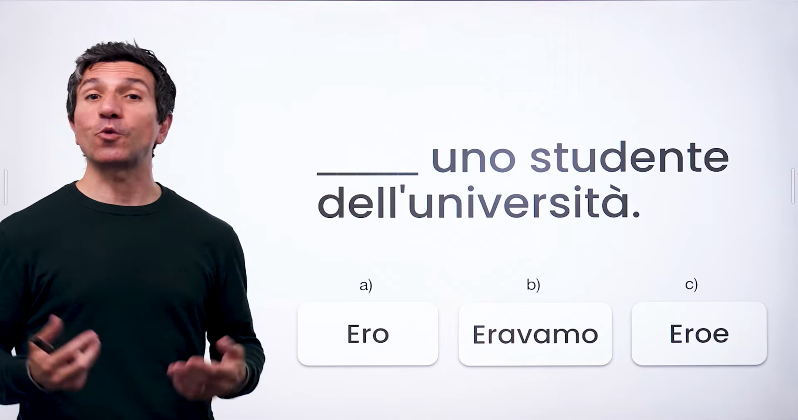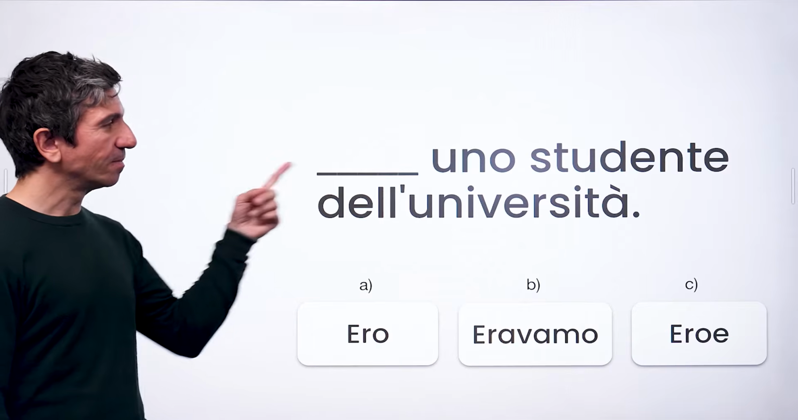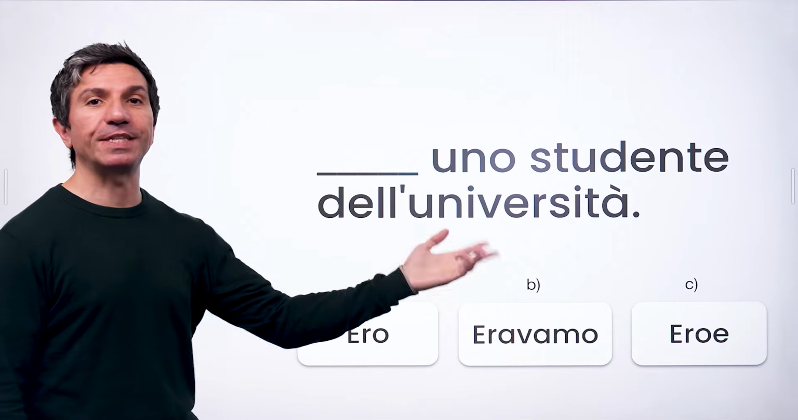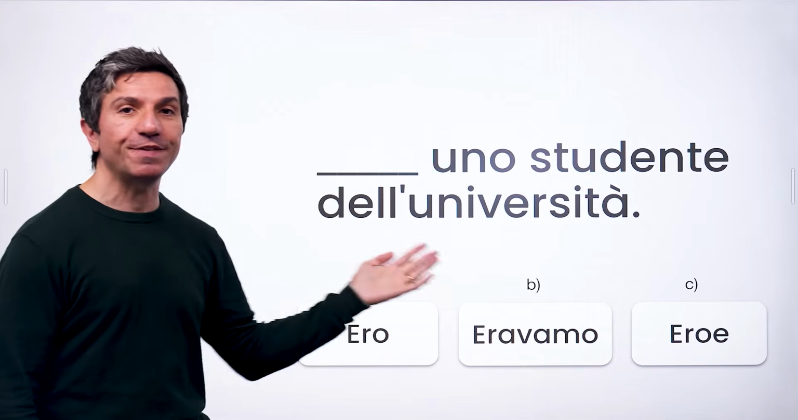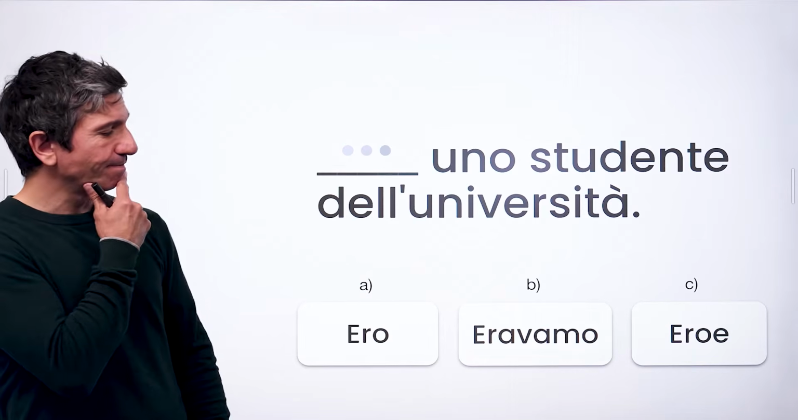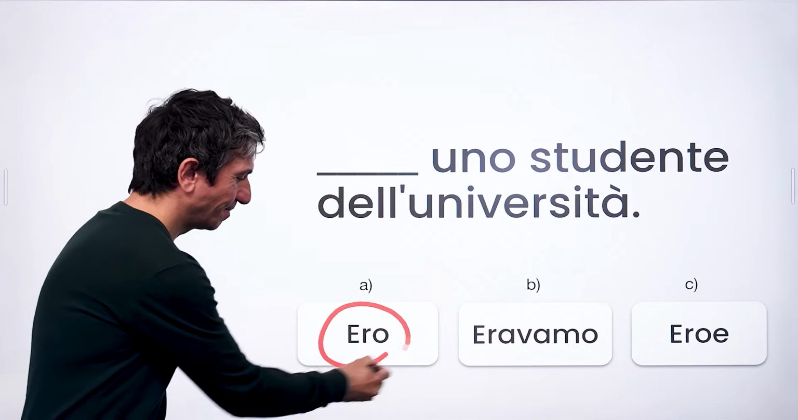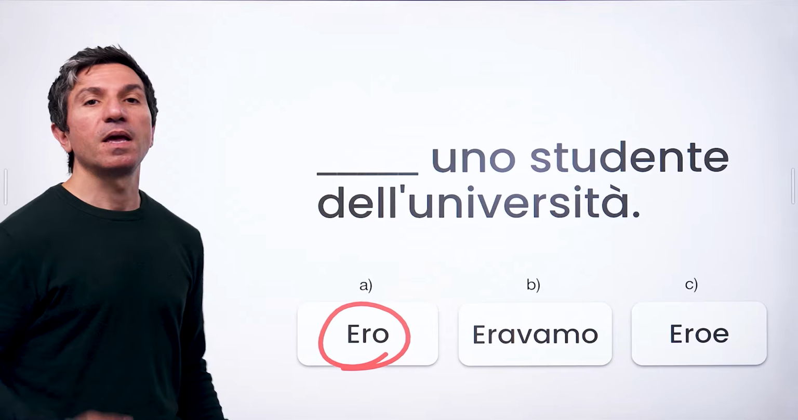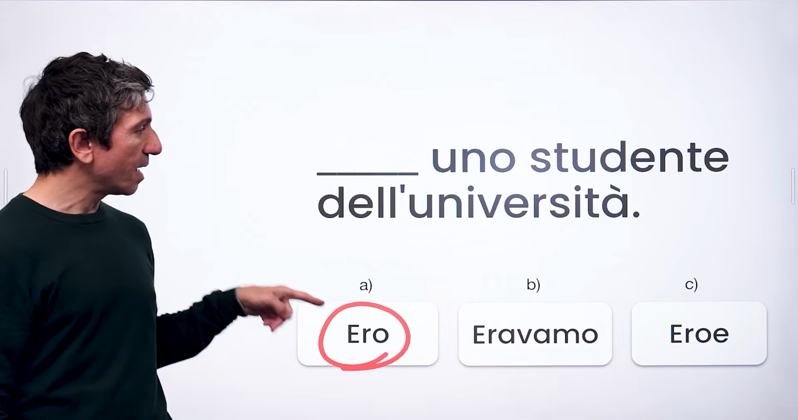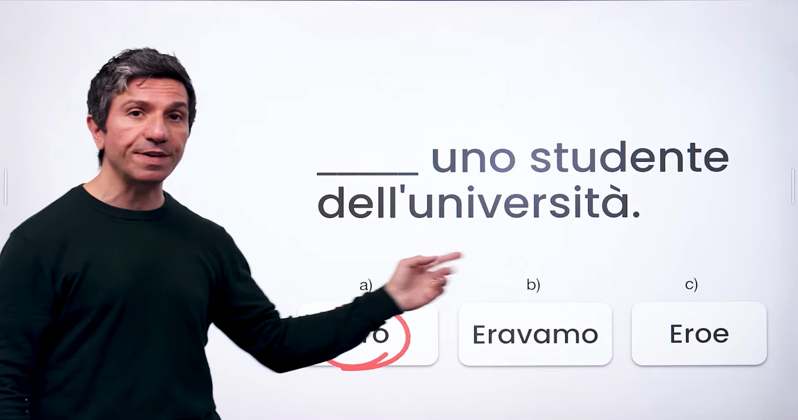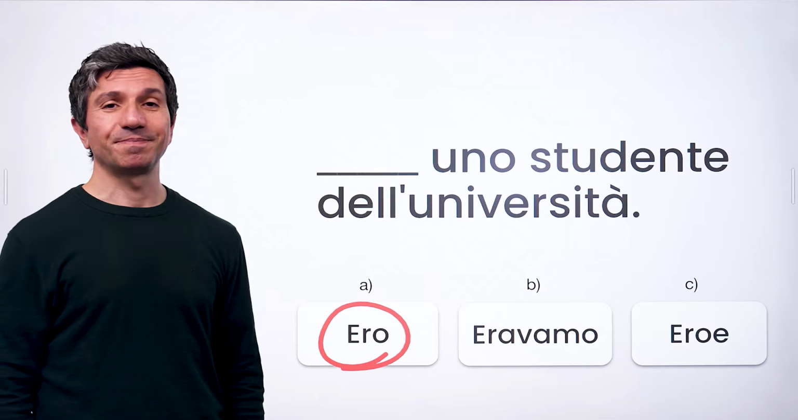Choose the best answer to complete the sentence. Ready? Uno studente dell'università. Ero. Ero uno studente dell'università. I was a university student.